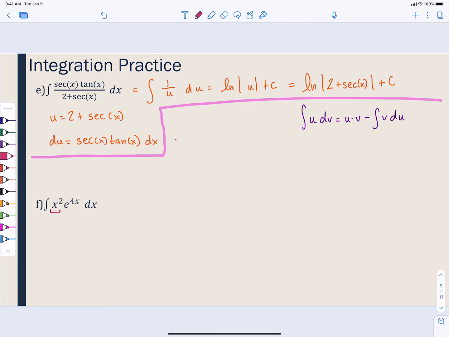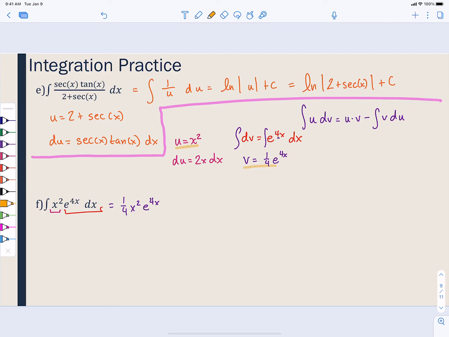We should take that algebraic function, x squared, as our u. So that makes du 2x dx. And then what's left in our integral should be our dv, e to the 4x dx. Taking the integral of both sides of that, we get v on the left-hand side, and then 1/4 e to the 4x. Again, that's coming from the fact that there's a 4x there, so we've got to do substitution. So now this turns our integral into 1/4 times x squared times e to the 4x, which is just from us doing our u times our v.